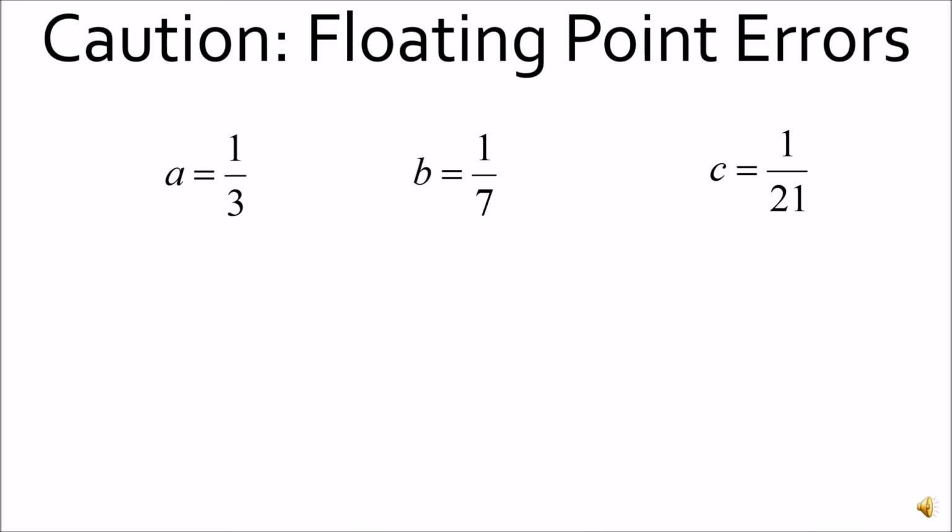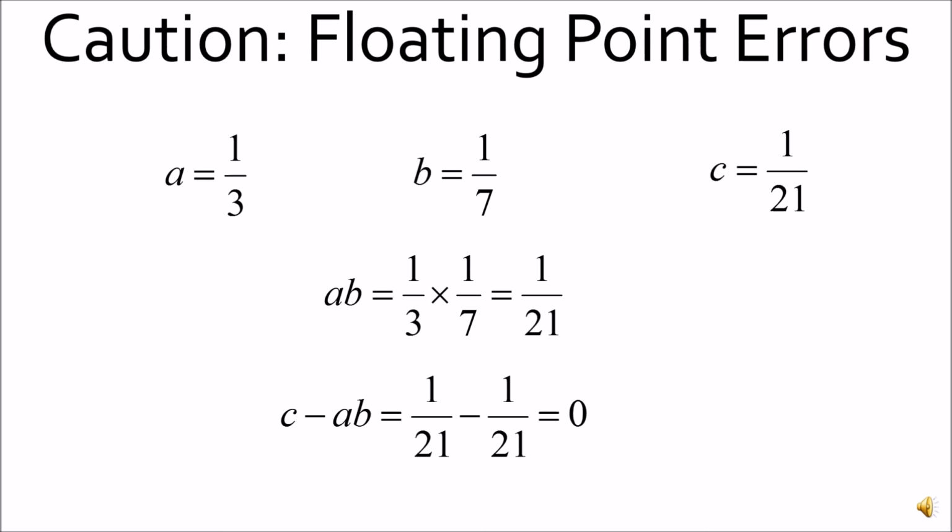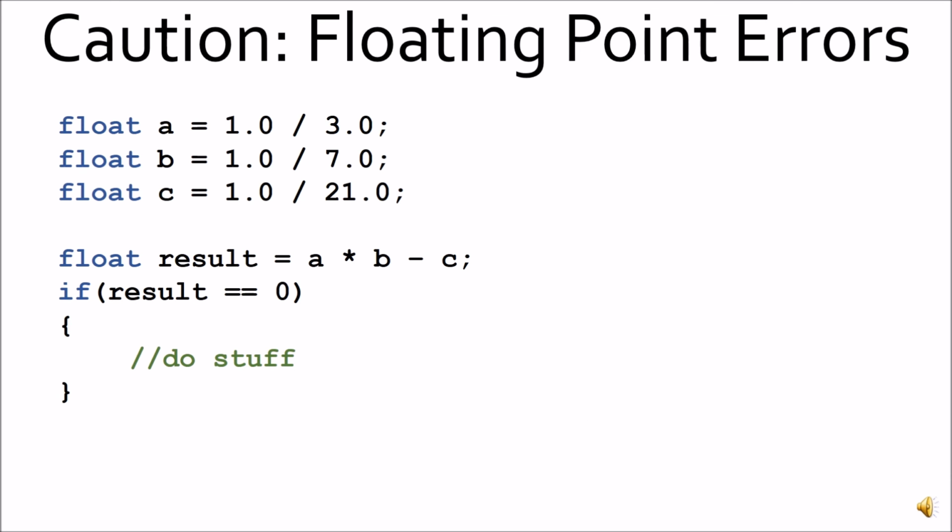We have 3 values, A, B, and C. They're 3 fractions. So if you multiply A and B together, that's 1/3 times 1/7, you're left with 1 over 21, which of course should be equal to 1 over 21, the variable C. So you subtract the 2 and you will get 0. However, if you write this up as some code, unfortunately you'll find that this is not quite what happens.